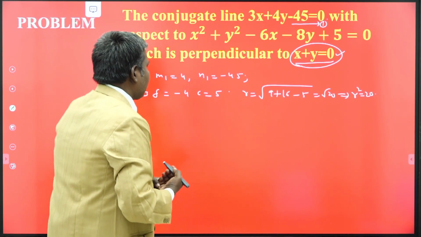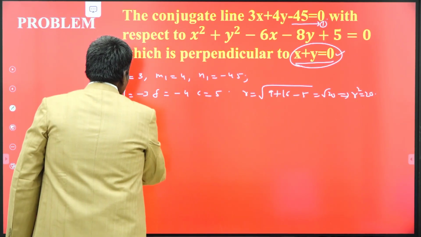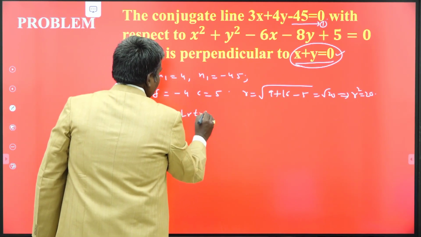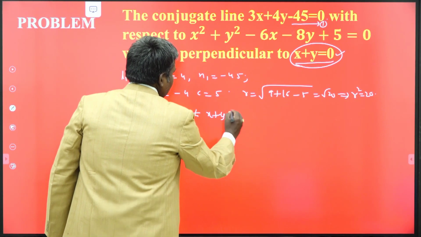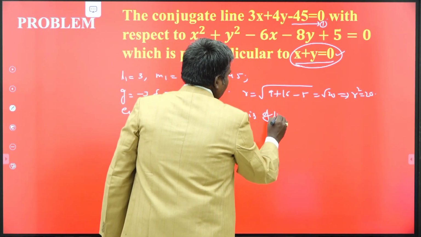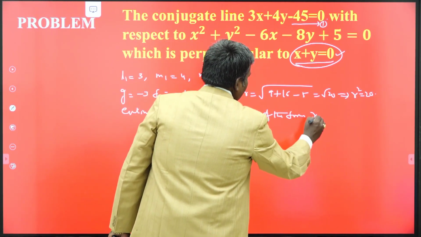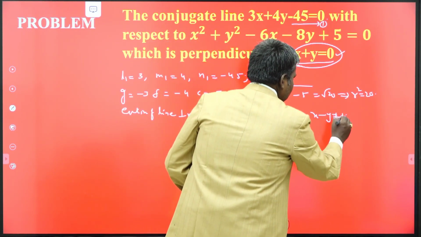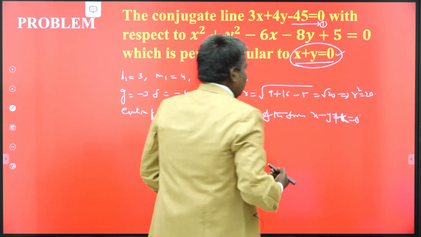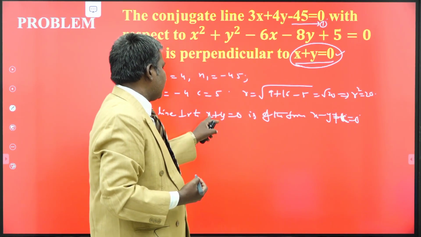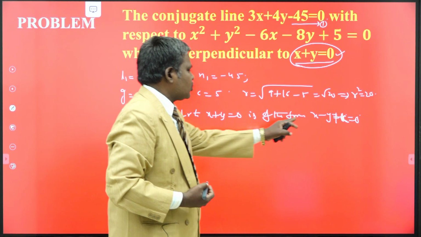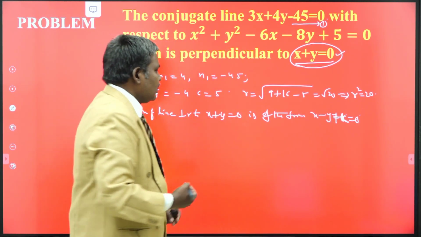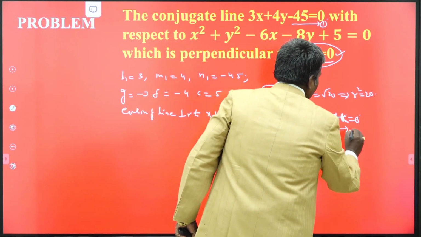What is the line perpendicular to x plus y equal to 0? Equation of any line perpendicular to x plus y equal to 0 is of the form, what now? x minus y plus some k equal to 0. K may be taken. x minus y plus k equal to 0. What is the slope here? Minus 1. Here the slope is plus 1. So for any value of k, these two lines are perpendicular. Now this is equation number 2.